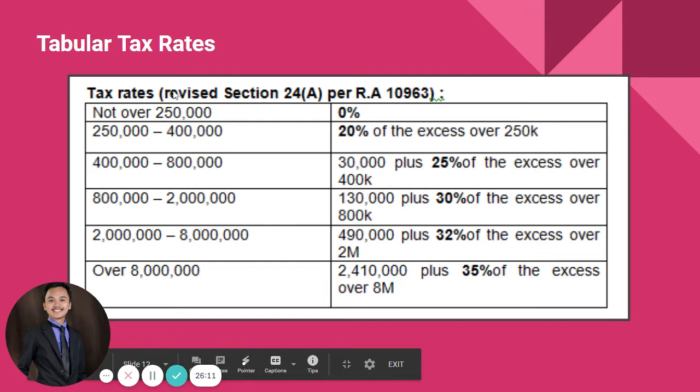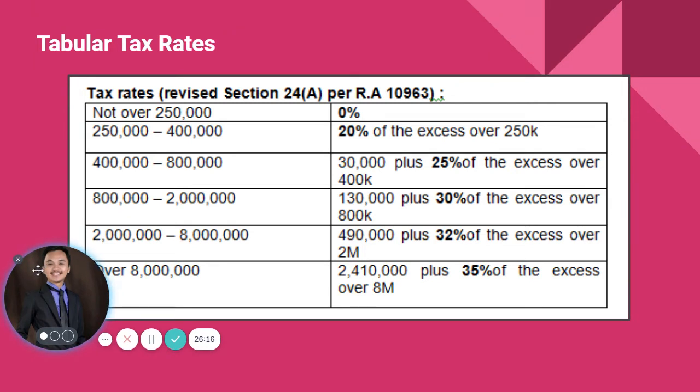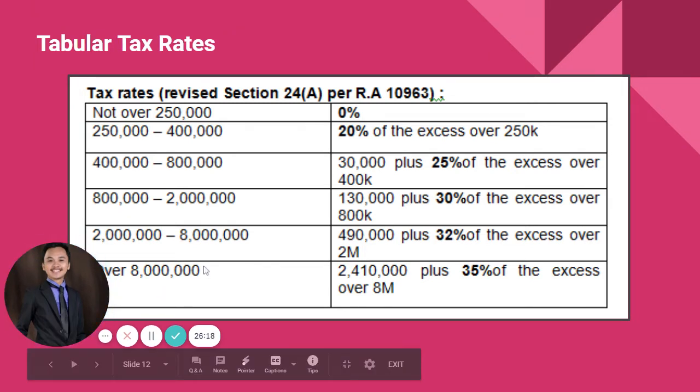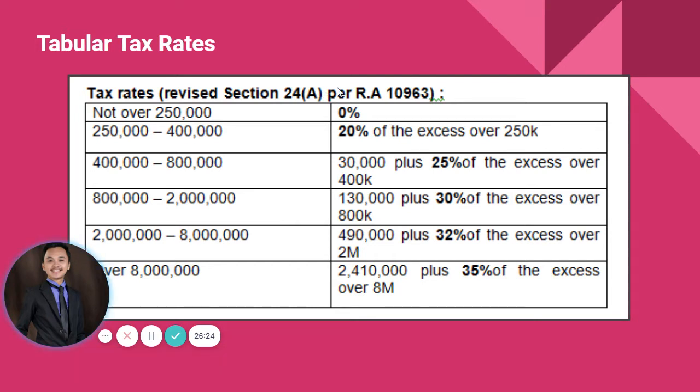the tax rate, guys. So this is actually the new tax rate. This is the revised tax rate, effective January 1, 2018 through RA 10963 or the TRAIN law. So if your taxable income is not over 250,000, then your tax rate is 0%. If your taxable income is ranging 250,000 to 400,000, then your tax rate is 20% of the excess over 250,000.